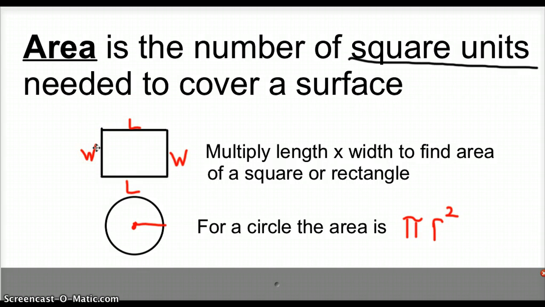And for a circle, you're going to again this time have the formula pi times the radius squared. So whatever the radius of this circle is, you're going to square it and then multiply that result times pi, and your units at the end of this will also be square units.